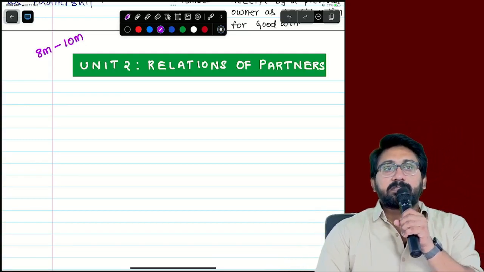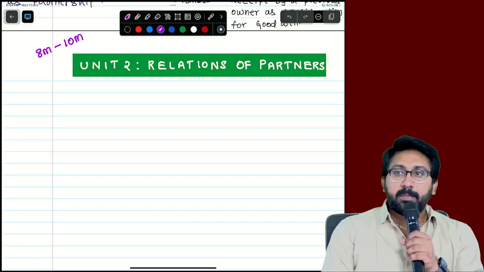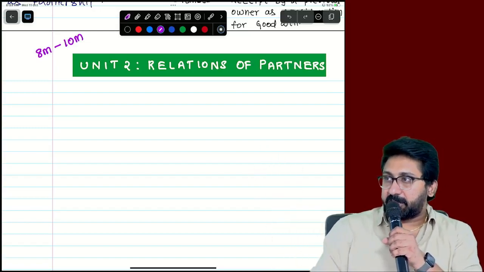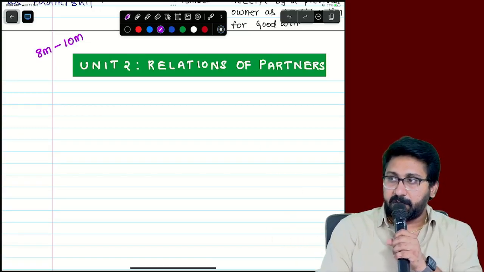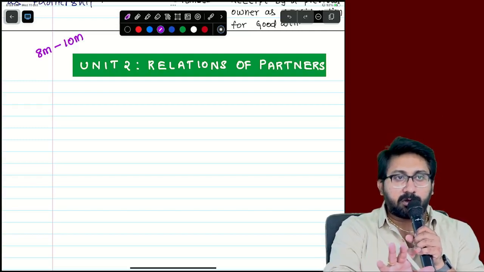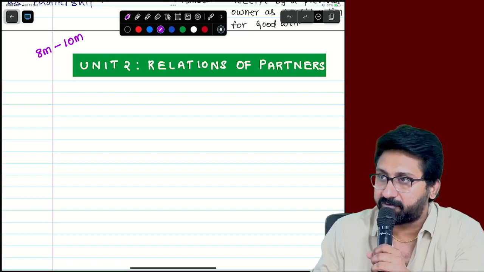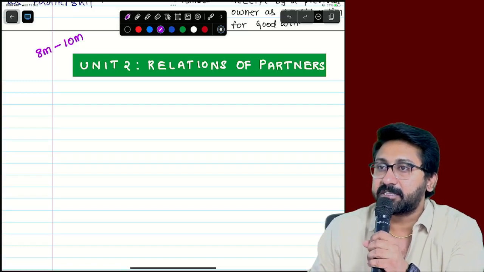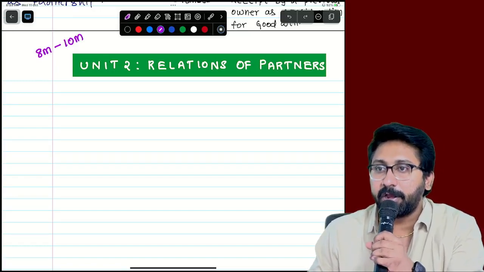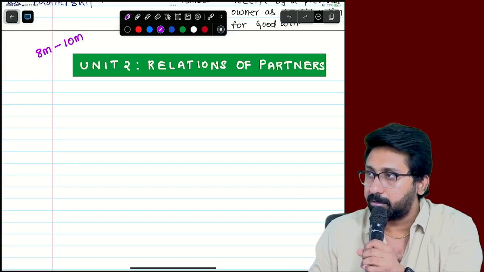Totally, in the 18 marks that come from the partnership, 8 to 10 marks will come from this chapter, 6 marks will come from unit number 1, and may come, may not come from unit number 3. If it comes, it will come for 3 marks or 2 marks or 4 marks. So high weightage chapters are unit 1 and 2. If you leave unit 1 and 2, gone.